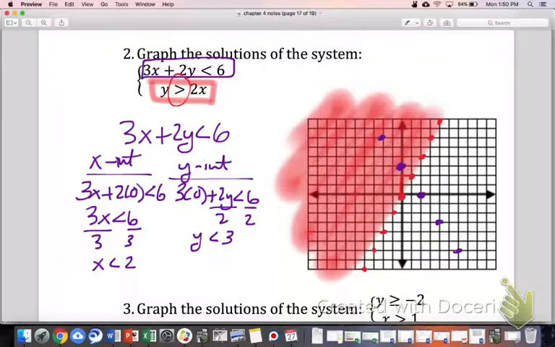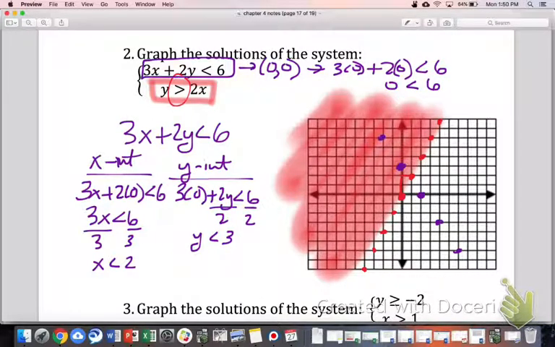And then let's see if I can get this one right. We need to shade. What would be a really good test value for shading here? 0, 0, yeah. So if I use 0, 0, that gives me 3 times 0 plus 2 times 0 is less than 6. So that would just be 0 is less than 6.